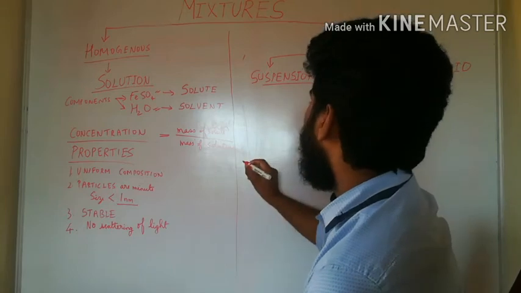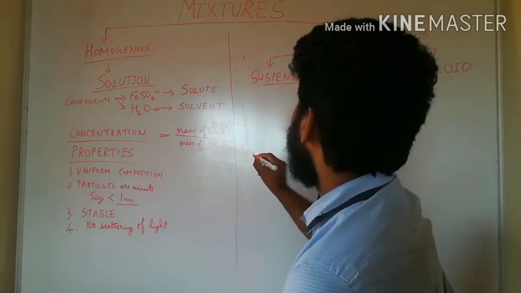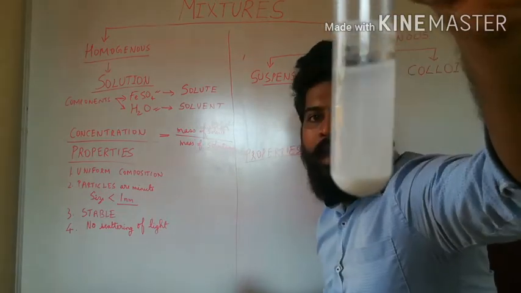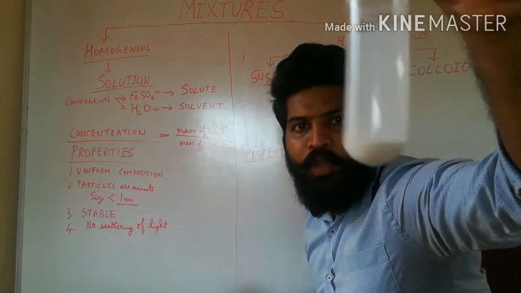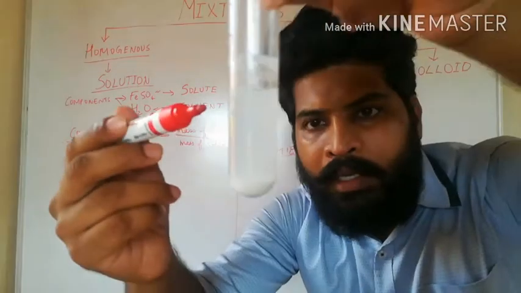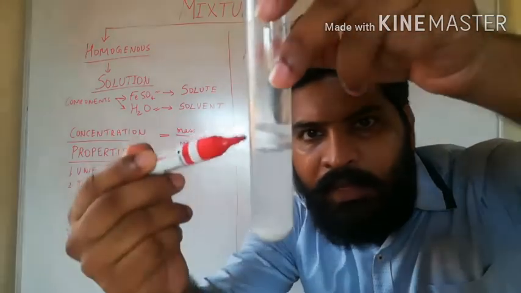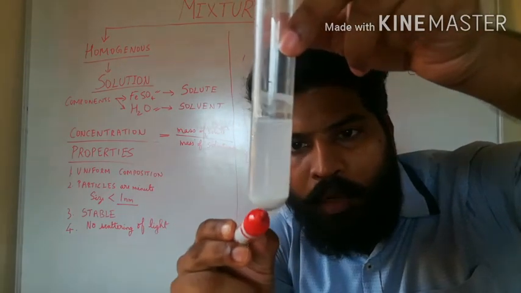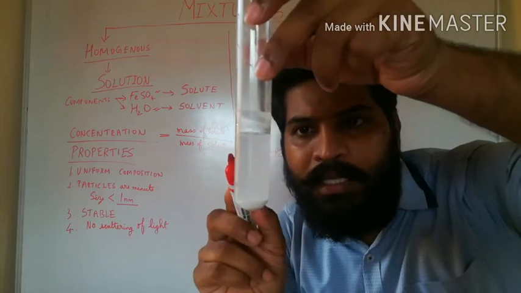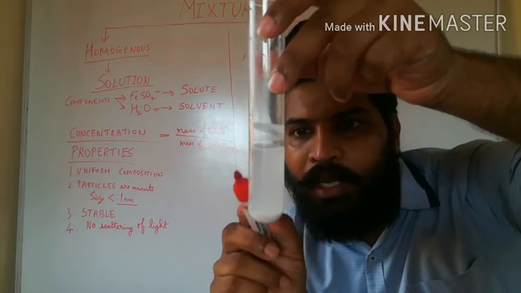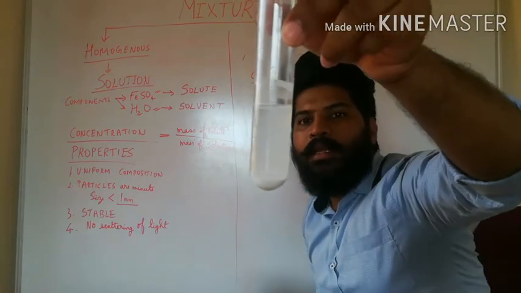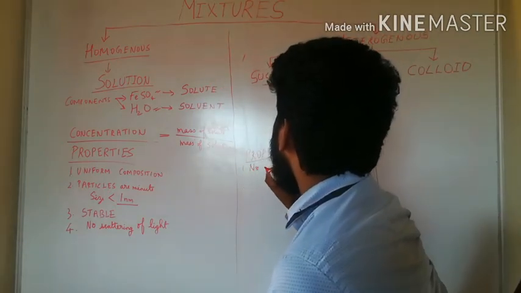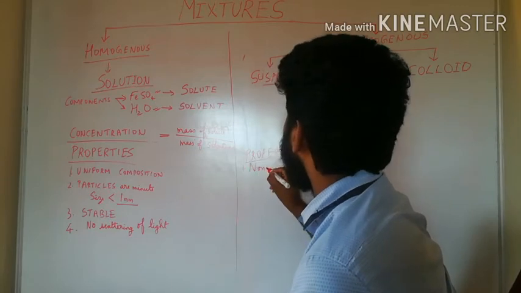So let us note down the properties of a suspension. Another property: is it uniform in composition? Are the particles uniformly distributed everywhere? No. Here particles are fewer, at the bottom particles are more. So you can see layers. Two layers can be seen distinctly. Therefore, they don't have uniform composition, non-uniform composition.